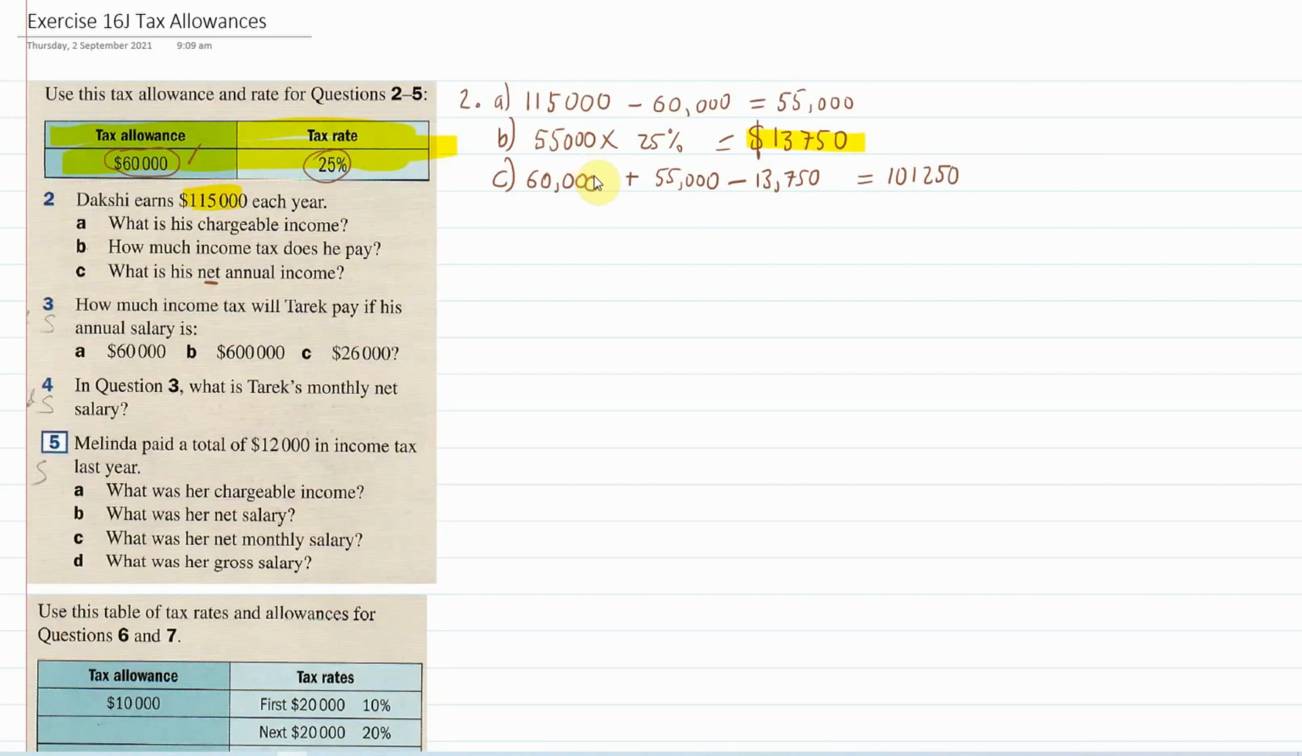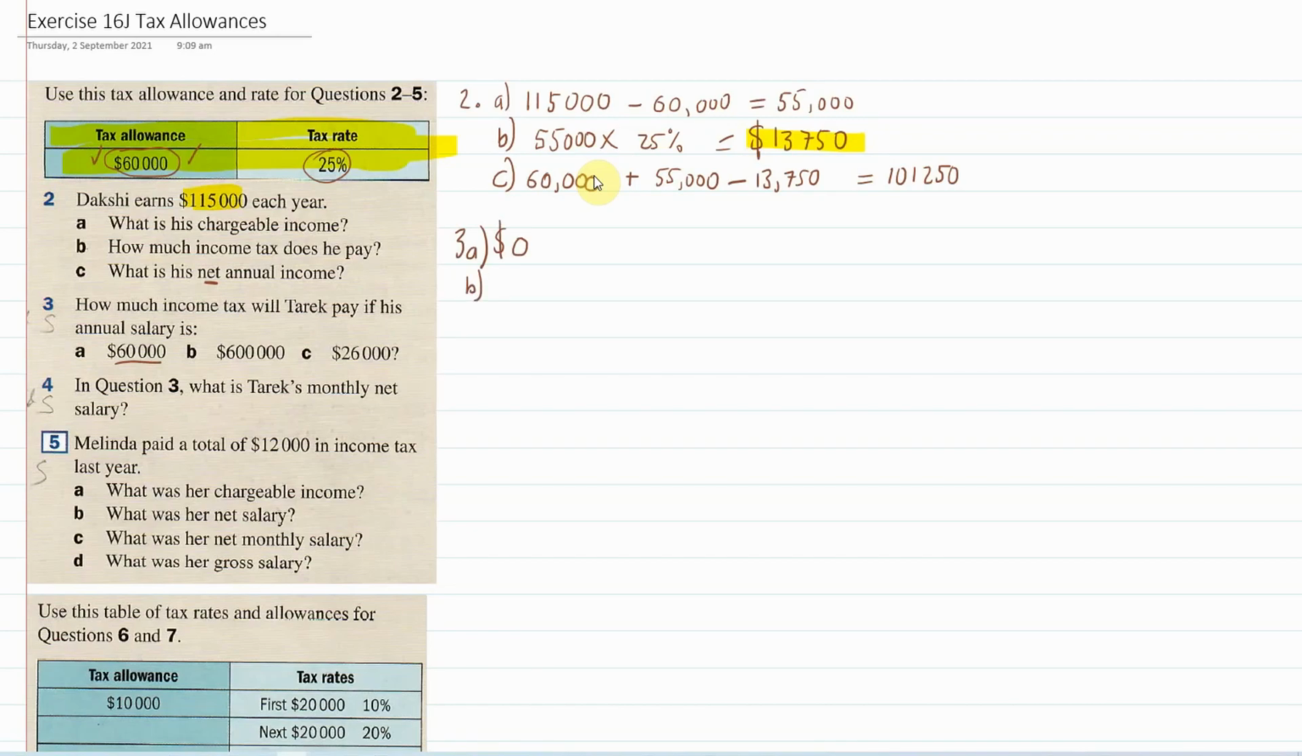Okay, well, I'm not going to do all of these because I really can't be bothered. I'll do 3A and 3B. Now, how much income tax will Tariq pay if his annual salary is $60,000? Well, if it's $60,000 and the tax allowance is $60,000, which means he doesn't have to pay any tax, he's going to pay $0. That was nice and easy.